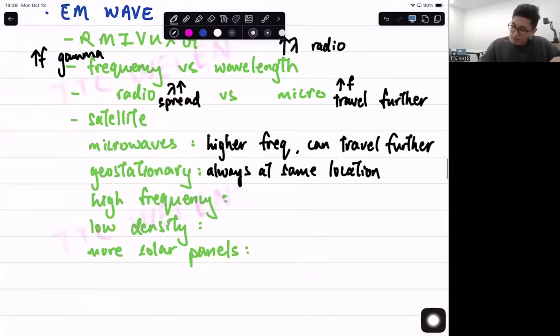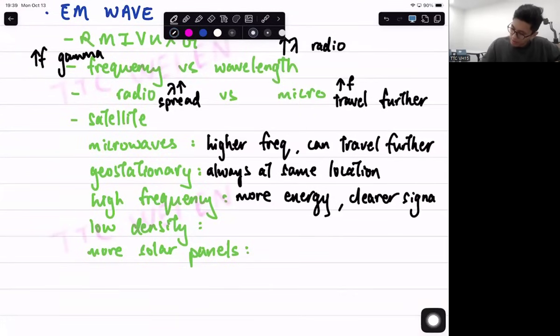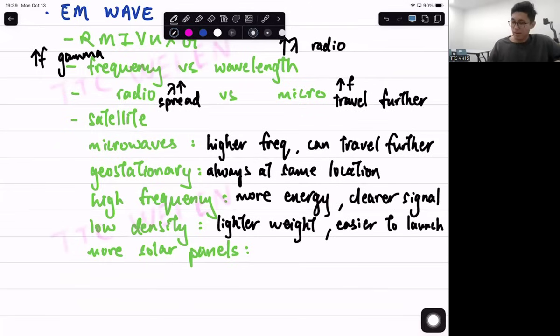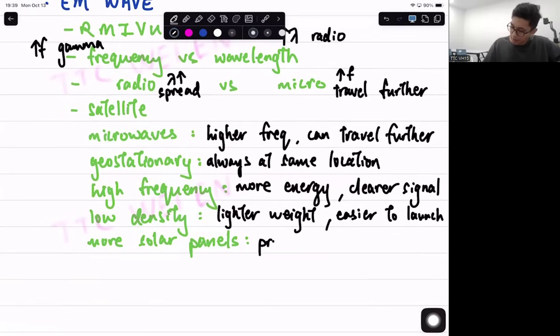Why choose high frequency? More energy, can travel further, or clearer signal. Why choose low density? Because it is lighter weight. You can say it is easier to launch to space also. Why have more solar panels? Let's say you choose more solar panels, you can produce more energy.